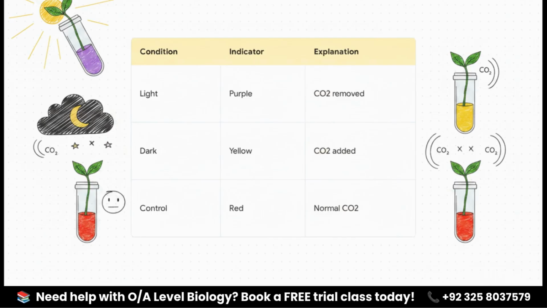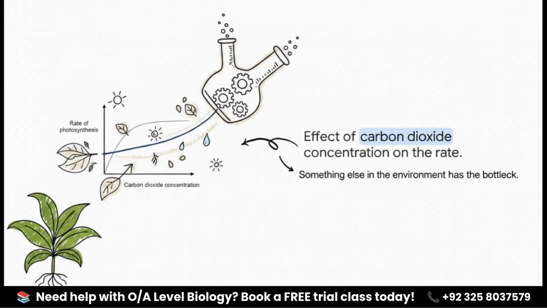But if you stick that plant in the dark, photosynthesis shuts down entirely. It's only respiring, which actively adds CO2 back into the water, turning the indicator yellow. So how do specific factors actually affect the overall rate? Look at this curve showing carbon dioxide concentration.